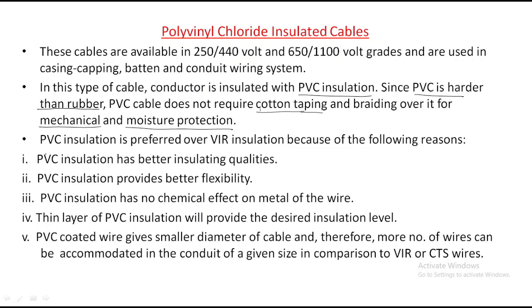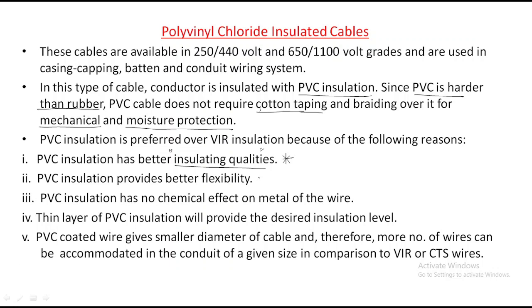Right. Next, PVC insulation is preferred over VAR insulation because of the following reasons. We have some more reasons. PVC insulation is always preferred. First, PVC insulation has better insulating qualities. This is the first thing we require in any cable or wire. This is the most important property. And PVC insulation provides better flexibility. It is very flexible. Flexibility is most important in the bending of the wire.